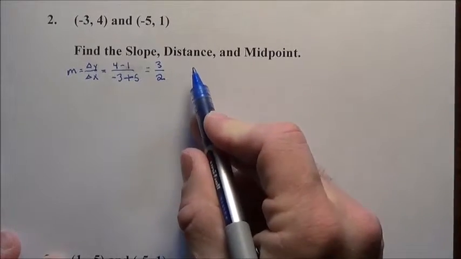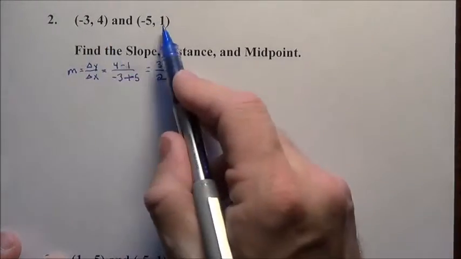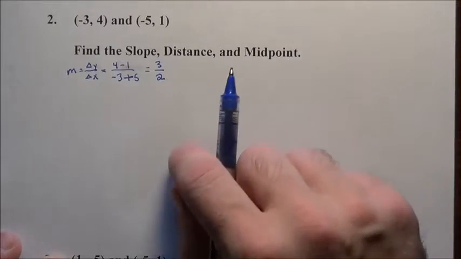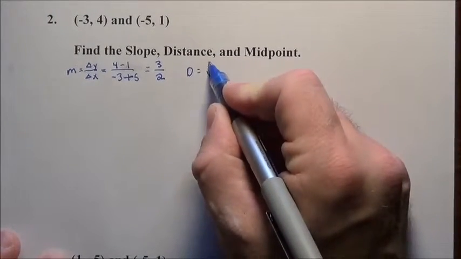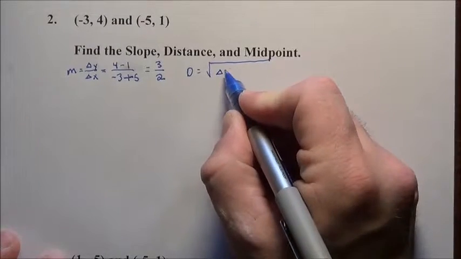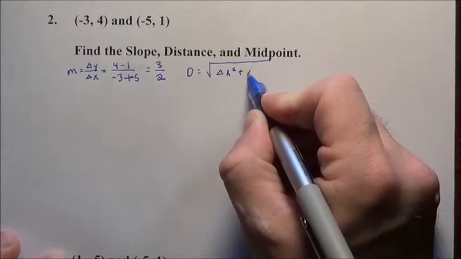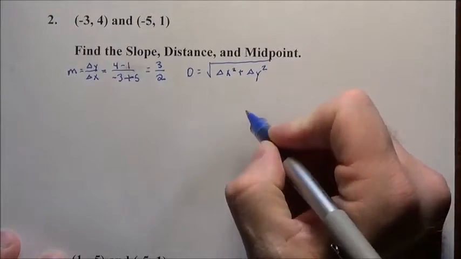Now what about the distance? The distance is saying, hey, from this point to this point, how far is it? How far do we travel? Well, if you remember the distance formula as we talked about in class, it's the square root of the change in your x's squared plus the change in your y's squared.